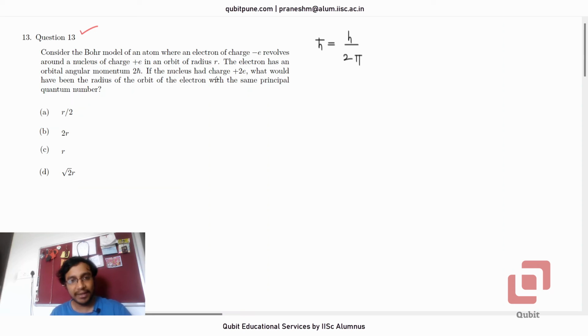If the nucleus had a charge plus 2e, what would have been the radius of the orbit of the electron with the same principal quantum number? R by 2, 2r, r and root of 2r.